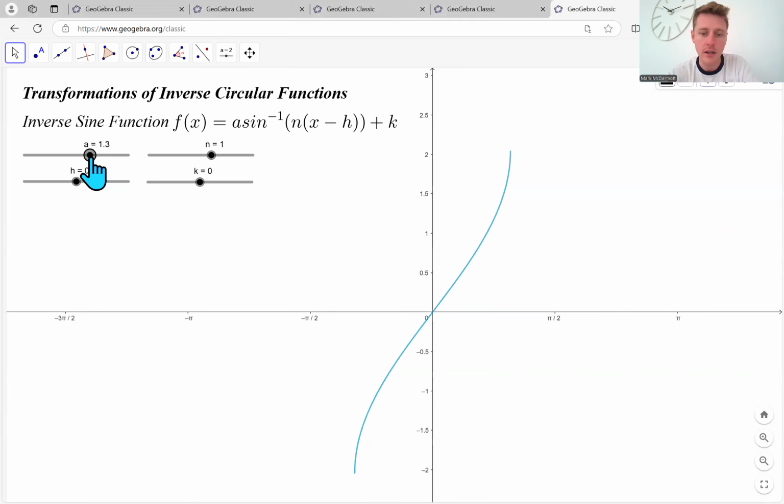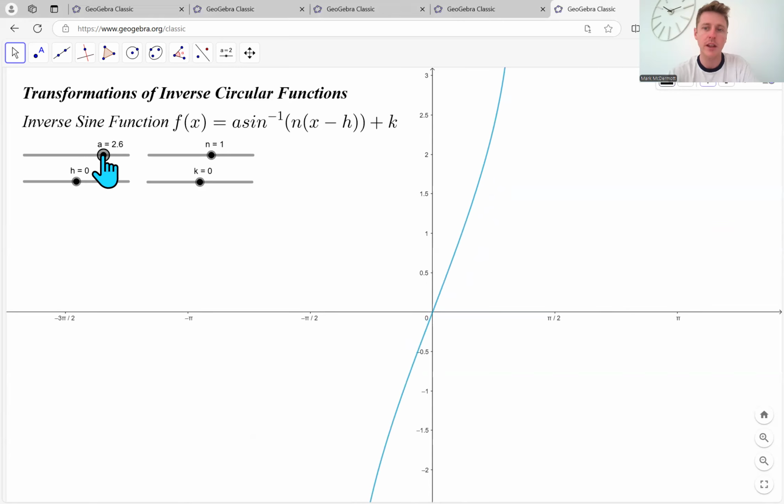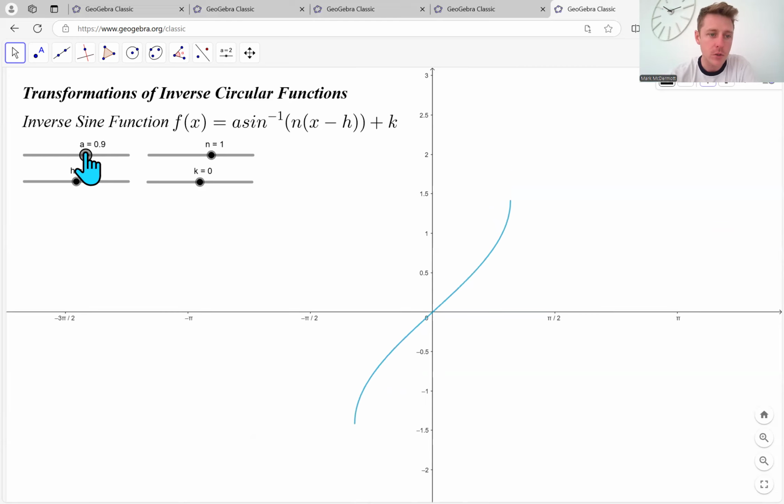If we change a, it's a dilation by a factor of a from the x-axis. So it goes like that. If a is between 0 and 1, it sort of compresses it. If it's less than 0, it's going to be a reflection in the x-axis. It's going to look like that. Okay, so that is what a, this a out the front, does.